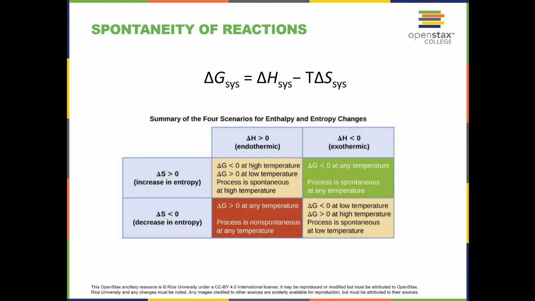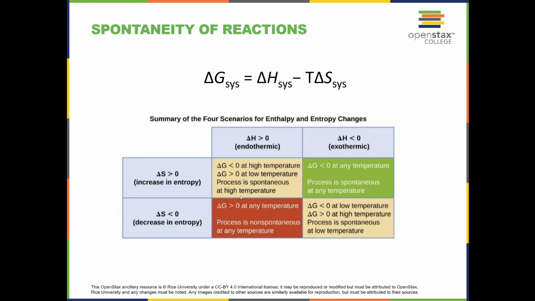The take-home message of this chart is that you can predict spontaneity in two cases, okay? If you have a decrease in entropy and it's endothermic, it'll never be spontaneous. If you have an increase in entropy and it's exothermic, it will always be spontaneous. Then there are two intermediate cases where it depends on the temperature. And I should mention that high and low is a relative term, okay?